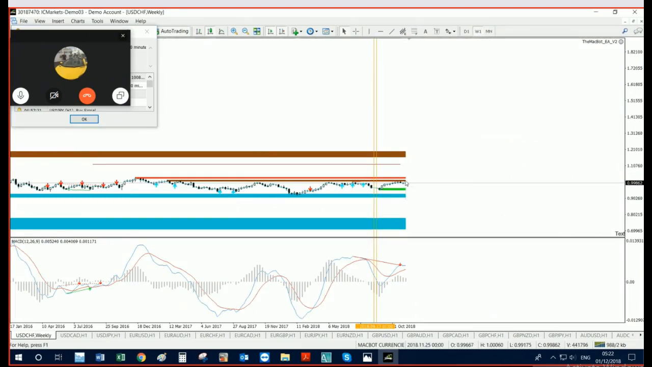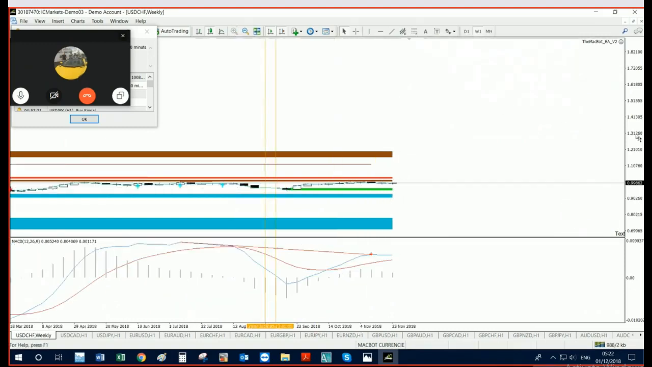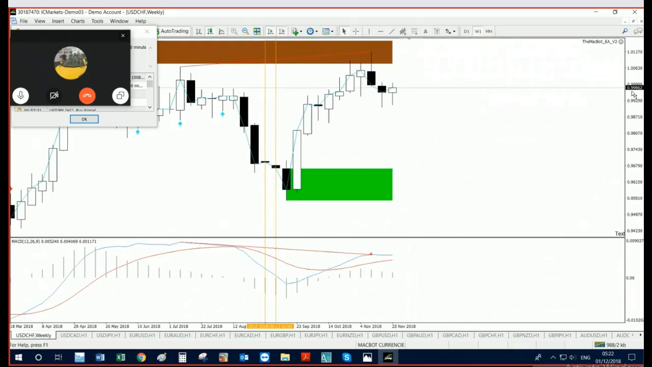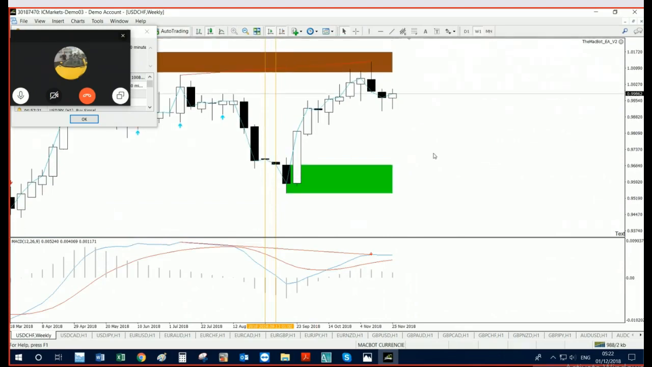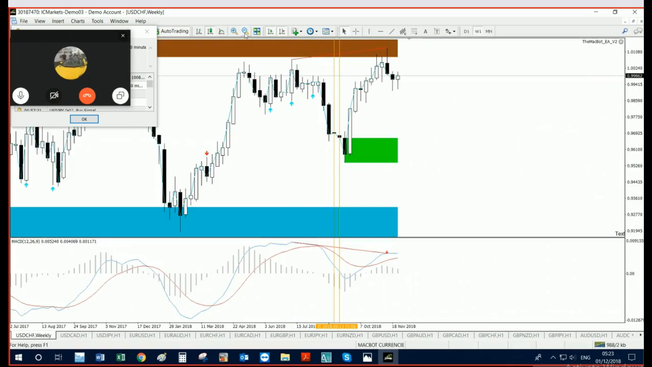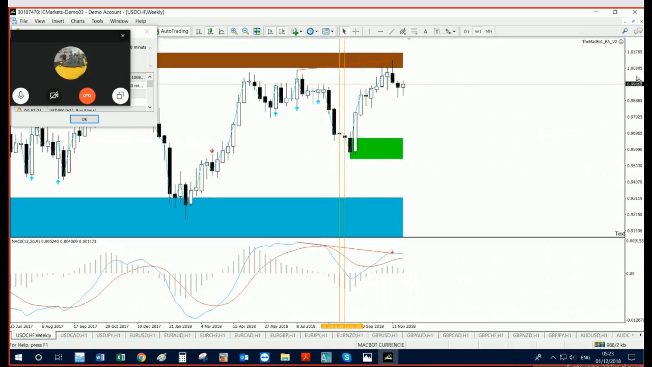So just fix that so you can zoom in. Here, then zoom out again. So you can see price recently hit the weekly inside the monthly, which was the trade.